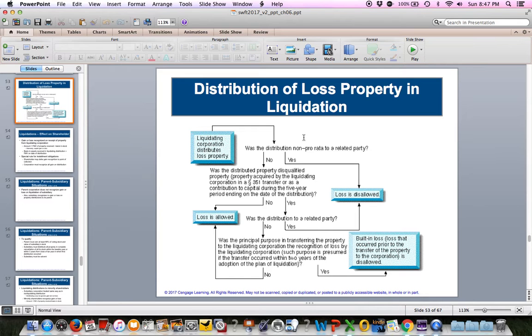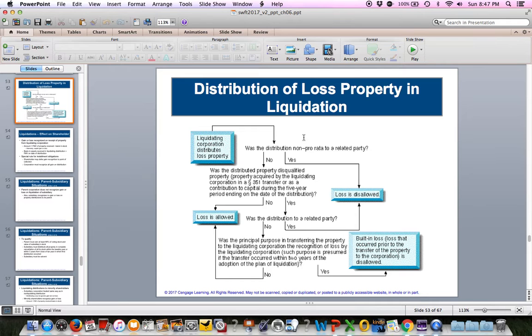Okay, so some of the rules we have to be concerned about and thinking about. These flow charts are always good to refer to, so I'm going to make a point that we might have to refer back to slide 53 to remember some of these. I'm trying to find exactly where it's at in the book, and I just don't see it. But let's make a note that when we talk about distribution of lost property in liquidation, we'll make a note of slide 53. That'll help us make some decisions.